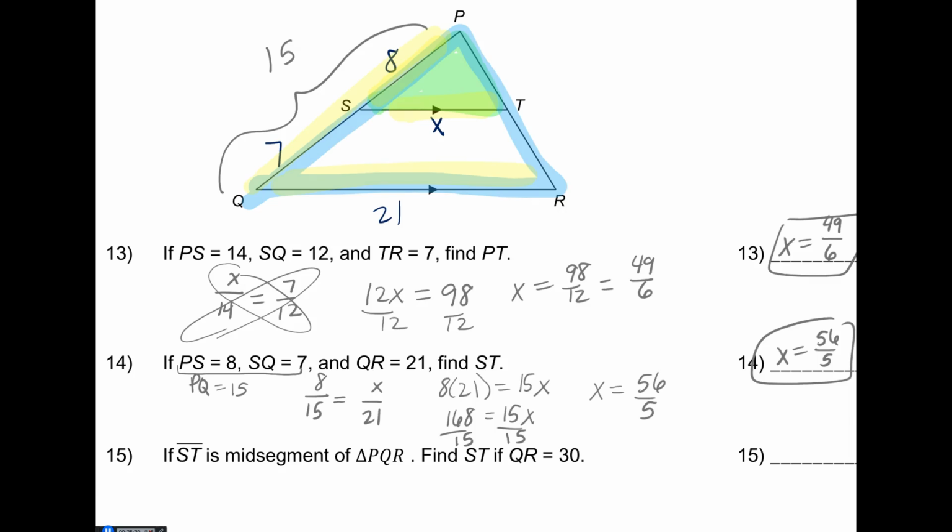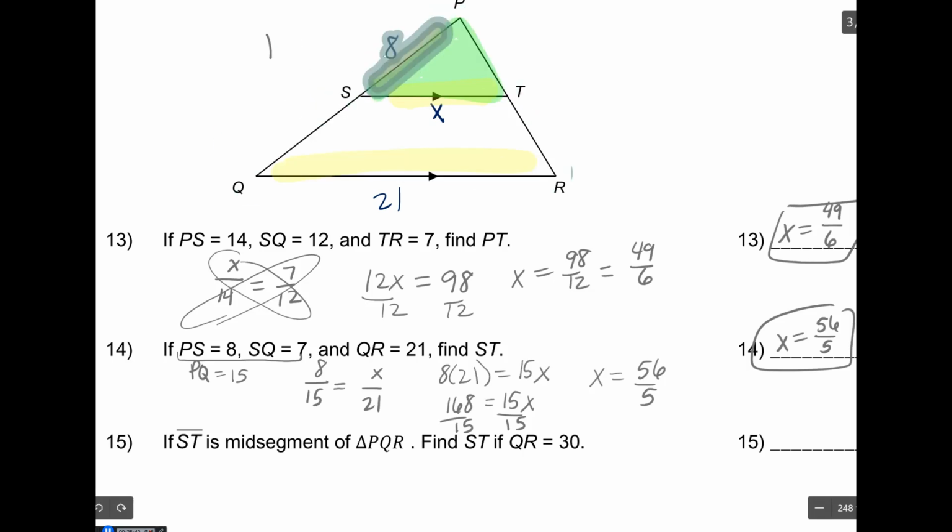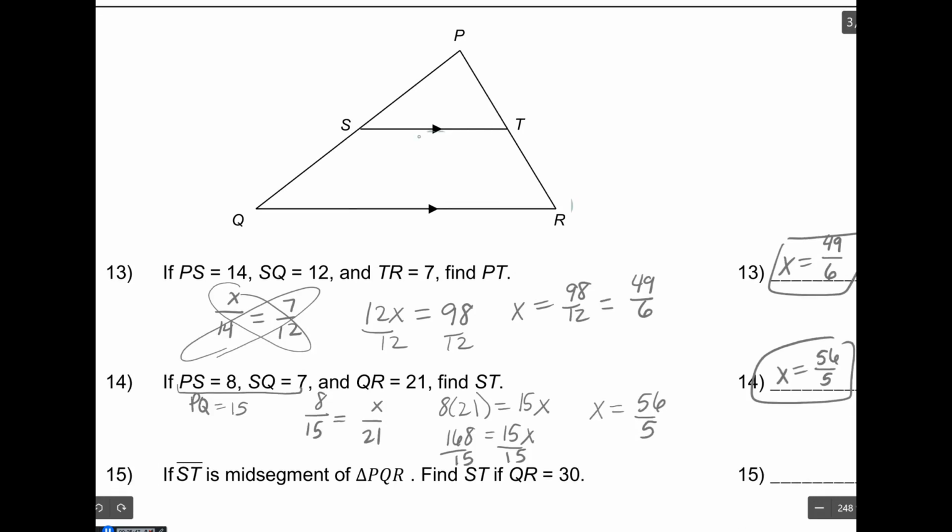Perfect. All right, and over to Dylan. If ST is a mid-segment of PQR, find ST if QR is 30. Okay, let's erase all this. What does it mean to be a mid-segment? What does that mean for us?